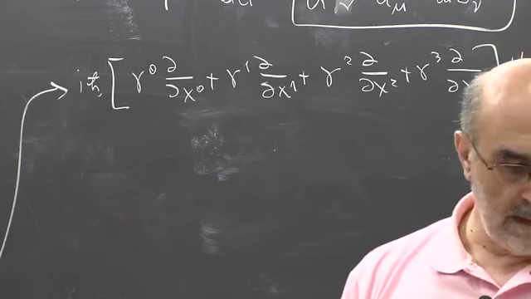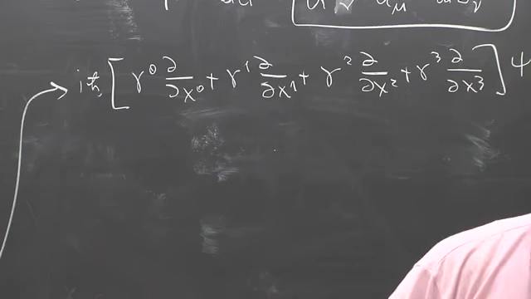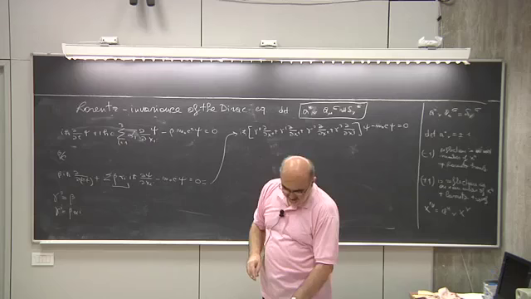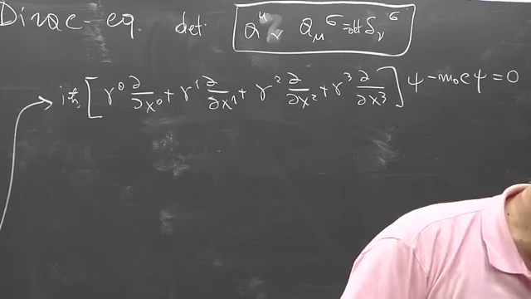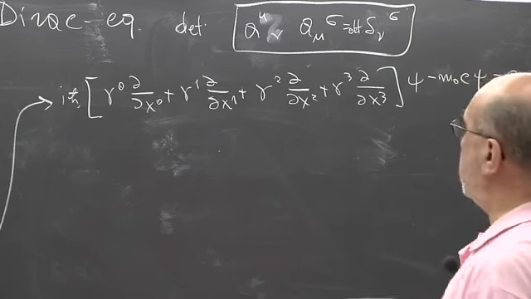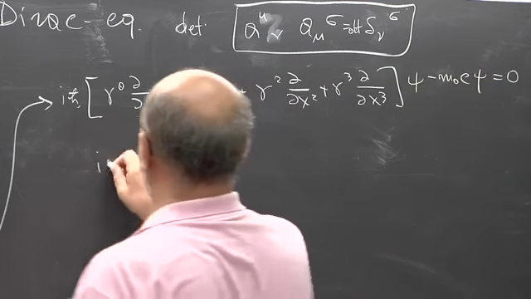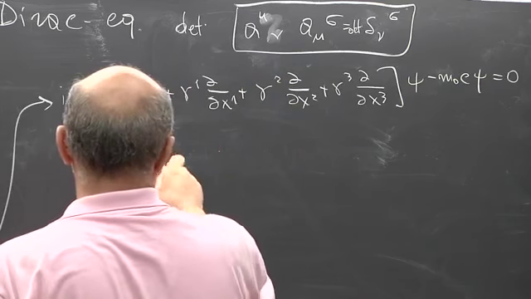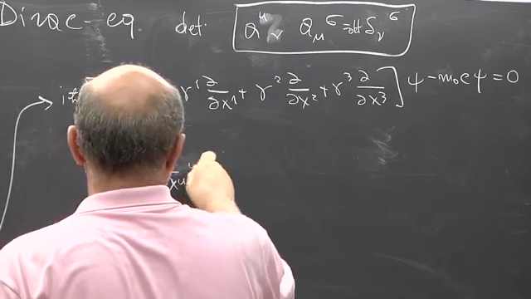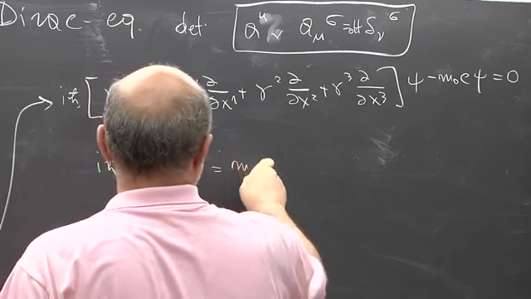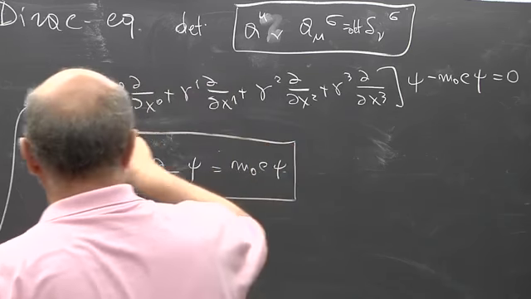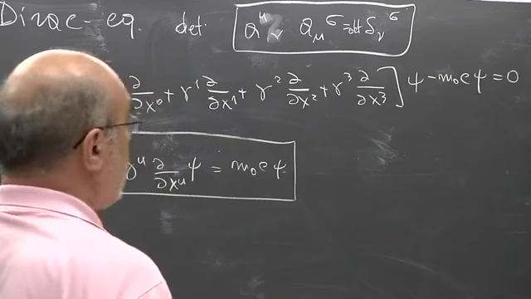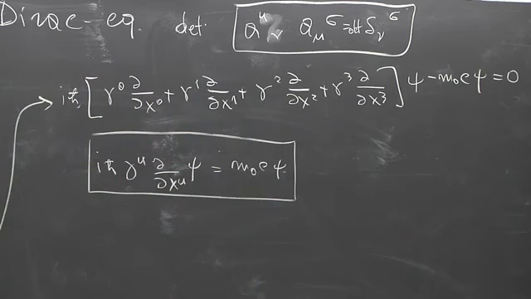So you see it is much more uniform, and besides it can be written in an even more compact way. This one can be written as iħ gamma mu d/dx mu psi equals m0 c psi. This is a very compact form and the one most used for the Dirac equation using the gamma matrices.